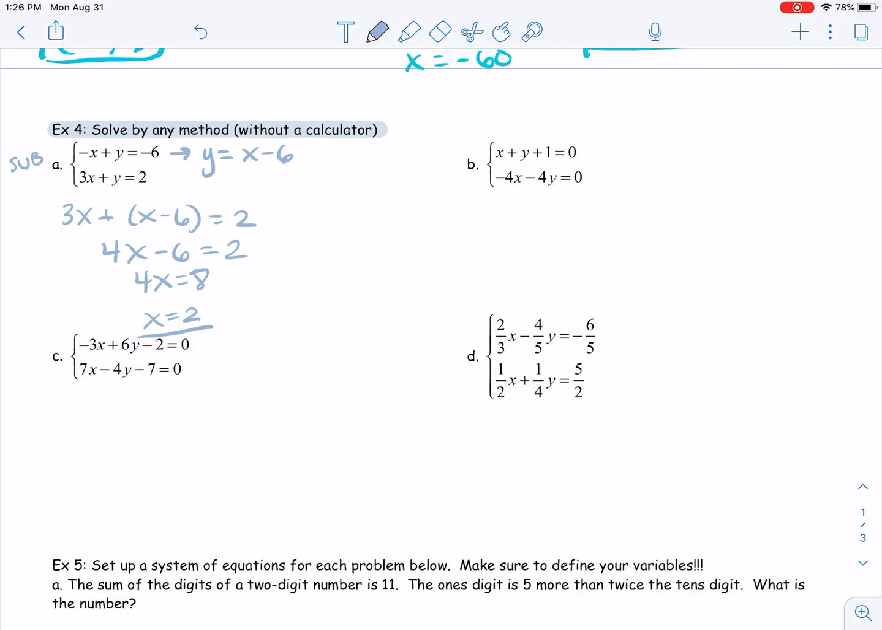So I have my value of x. All I need to do now is plug it in here to get y. So if x is 2, 2 minus 6 is a negative 4. So y is equal to negative 4. So my solution is 2, negative 4.